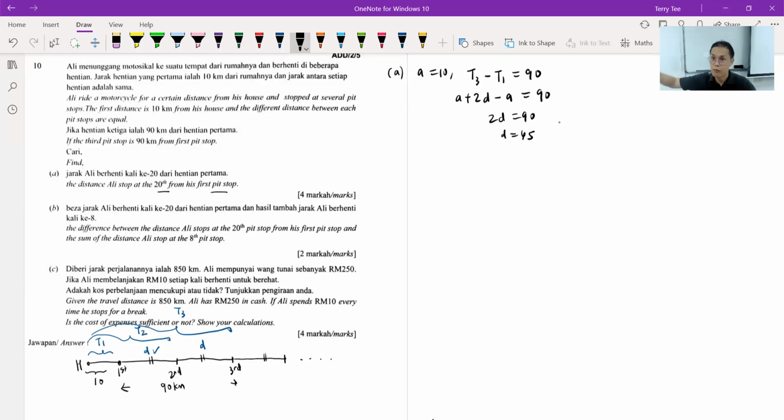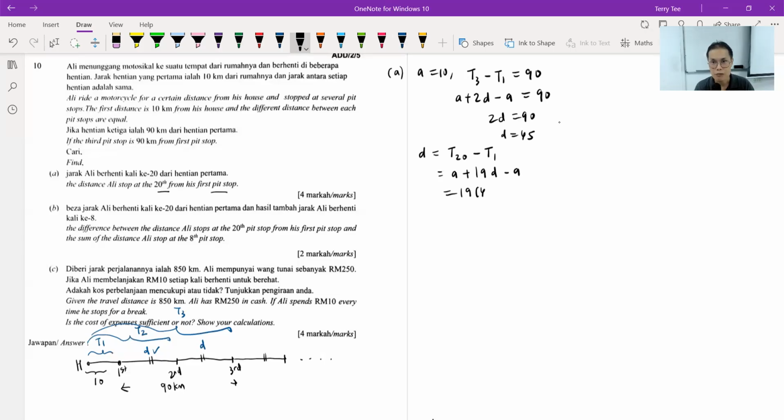So we keep increasing by 45 kilometers between each pit stop. Okay, so we want to find the distance where he stopped on the 20th pit stop from the first pit stop. Now, here's the annoying part. The distance that we're talking about is T20 minus T1 from the first pit stop. You're not talking about from his house. From his house is T20. From the first pit stop, we're going to minus 10, right? So this will be what? A plus 19D minus A, which is 19 times D.